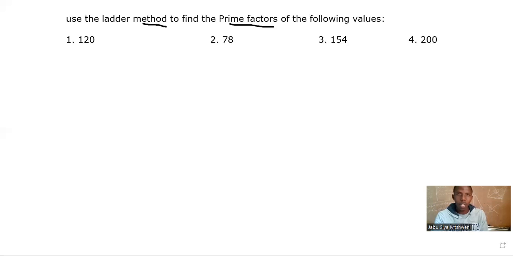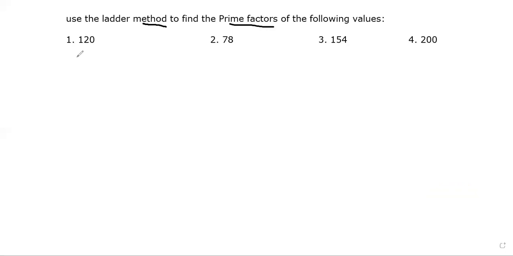What we're going to do is the following. We're going to use the ladder method, which is the common one when it comes to finding the prime factors. We're going to write our ladder method and say 120. Now we're going to use the prime numbers in order to find the prime factors of the values that you have been given. The prime numbers, you all know, are 2, 3, 5, and they continue and so on. So I won't dwell much on that.